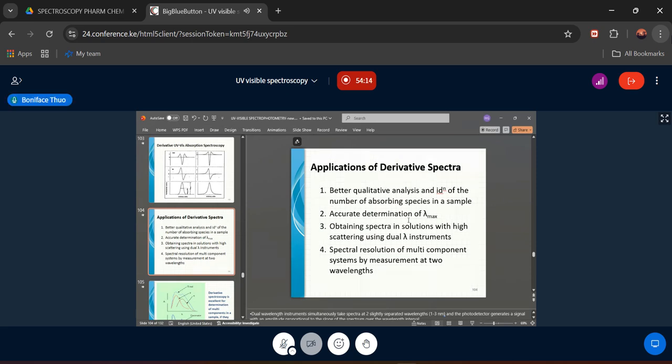Then they are useful for determination of lambda max. We have seen that where there is the crossing of the zero line, that gives you the lambda max. It's more obvious than when you're trying to work out that value using a peak. Then it's also useful when obtaining spectra in solutions with high scattering, and it's easier to get a resolution where you have more than a single component in solution.